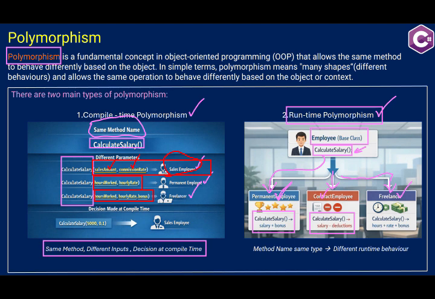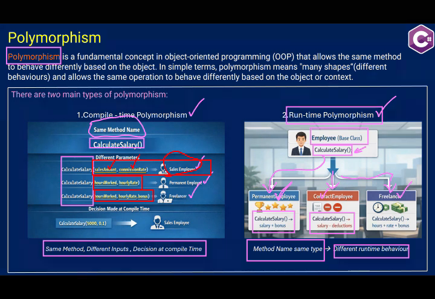So in this case, the method name is the same type. Here the method is inherited from the base class, so the method name is the same, and whatever logic we write for these methods in the derived types is different. And for runtime polymorphism, we take the decision at runtime. So after debugging, the logic will be implemented.